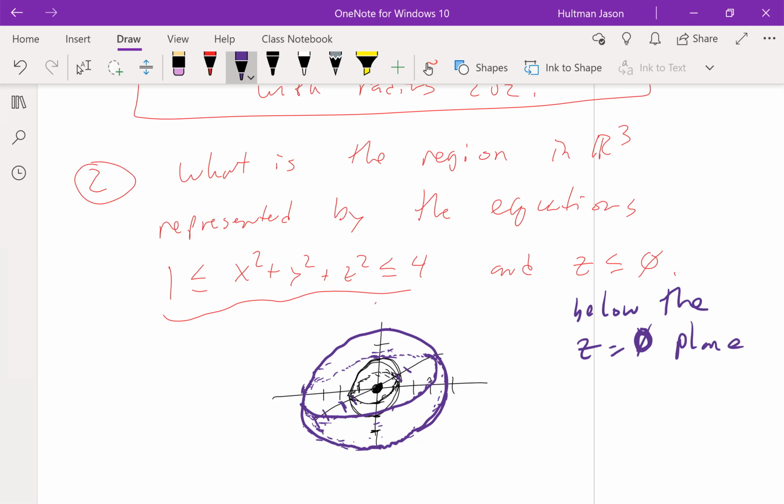So we want below the z equals 0 plane. So it's between these two, but below the z equals 0 plane. So what I'm going to do is kind of chop this guy off. Chop you off, sir. And just have below.